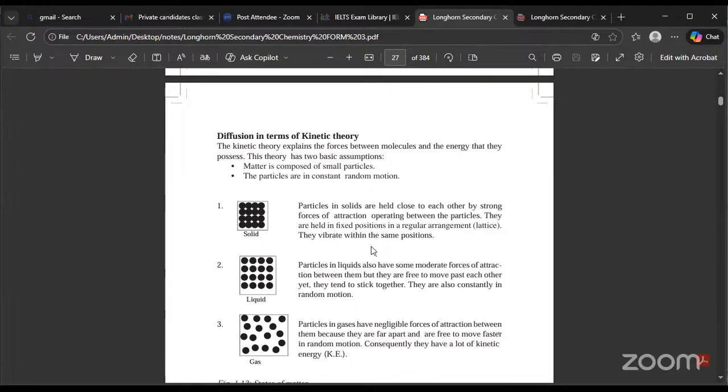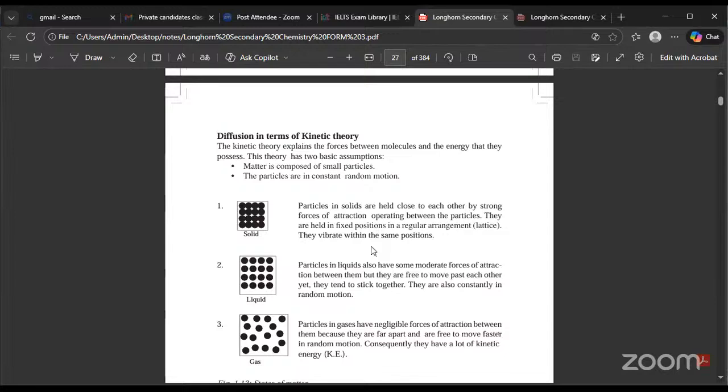So they will vibrate within the same position. So there's no movement, so they might not actually diffuse. Remember we have talked about Brownian motion. There where we talk about Brownian motion, that one is the constant random motion called Brownian motion. But that one is for another time.